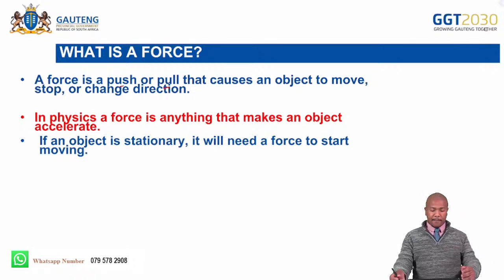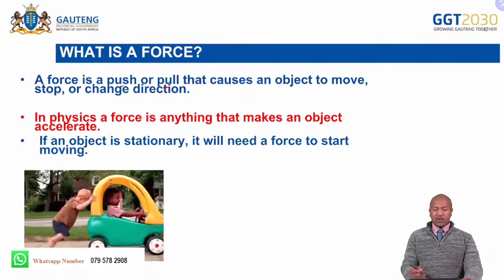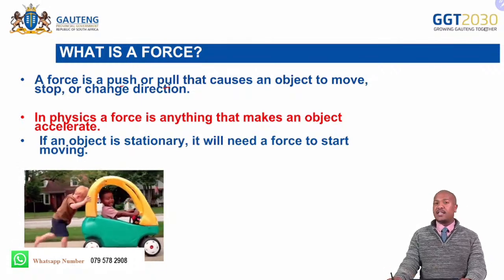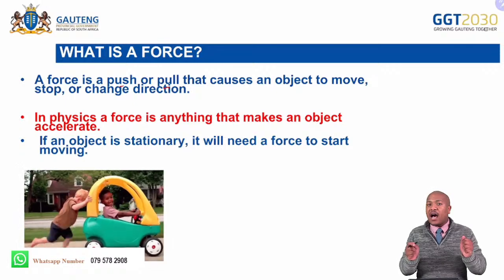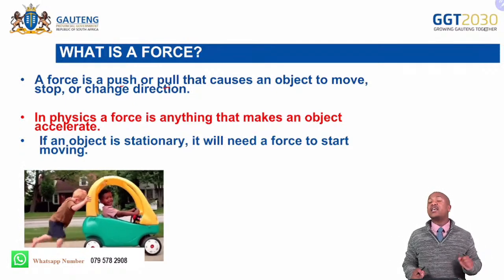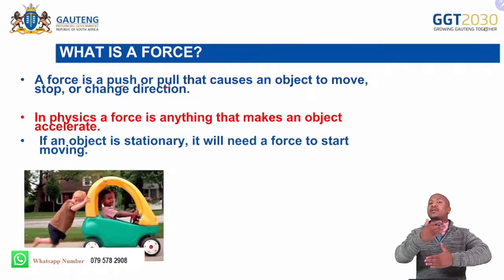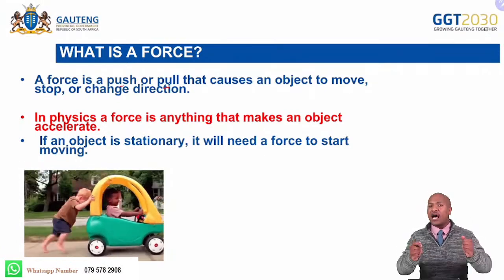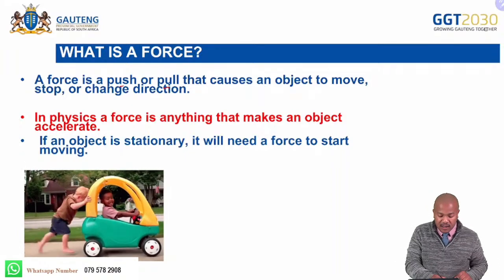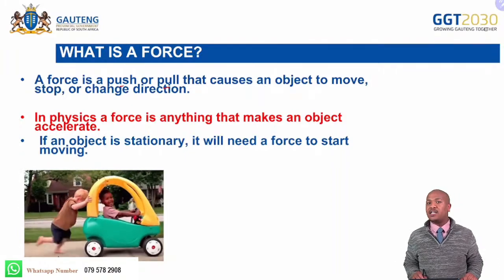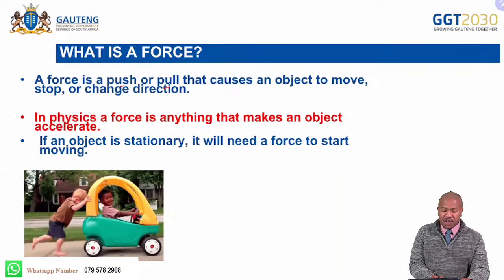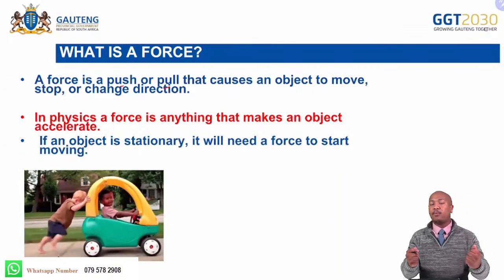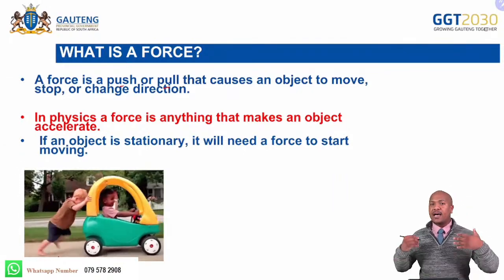Let's look at these examples. Let's look at these two friends. This one is pushing the other one in that car. As he's pushing, the car builds up speed. This is the force applied on the car by this friend. He's pushing this car, and the more he pushes, the more it builds up speed.